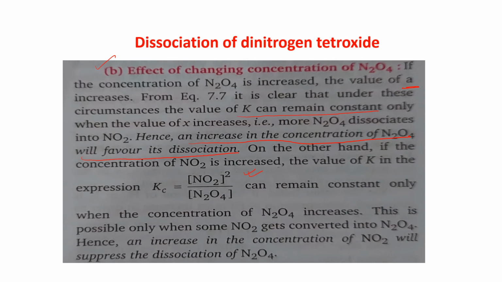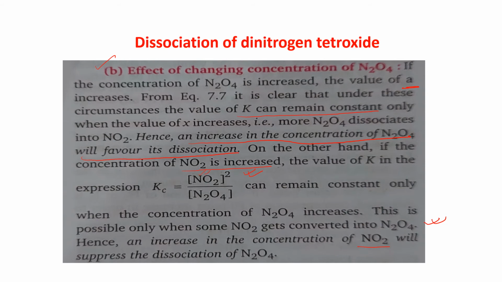On the other hand, if the concentration of NO2 is increased, the value of K in this expression Kc can remain constant only when the concentration of N2O4 increases. If the product is more, the number of moles of the reactant must also be more. This is possible only when some NO2 gets converted into N2O4. Hence, an increase in concentration of NO2 will suppress the dissociation of N2O4.